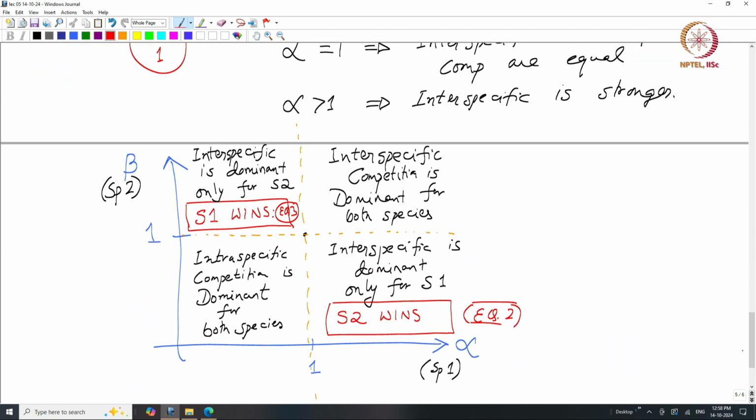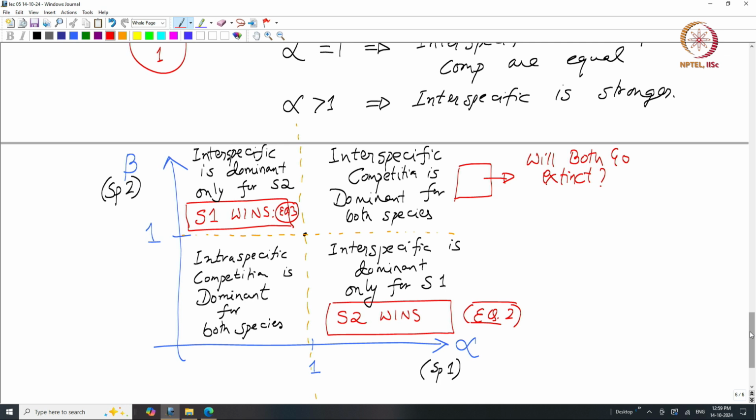Now, what about these two? In the top right, where we have interspecific competition strong for both of them, they are negatively influencing each other. Will both go extinct? That is a possible scenario.